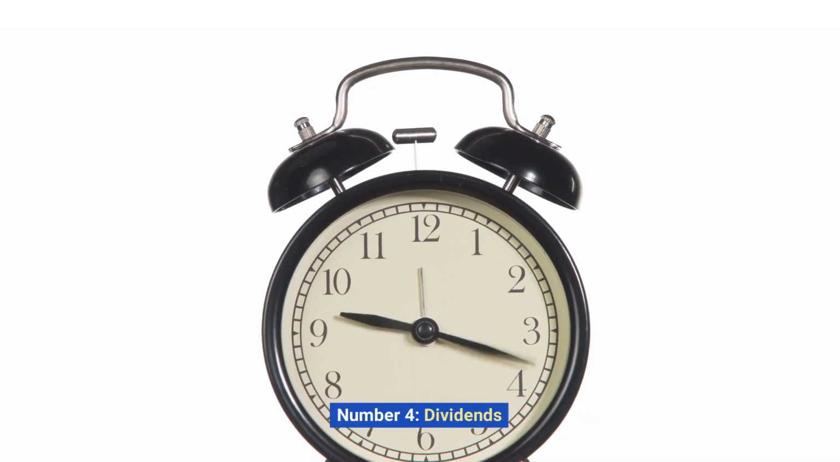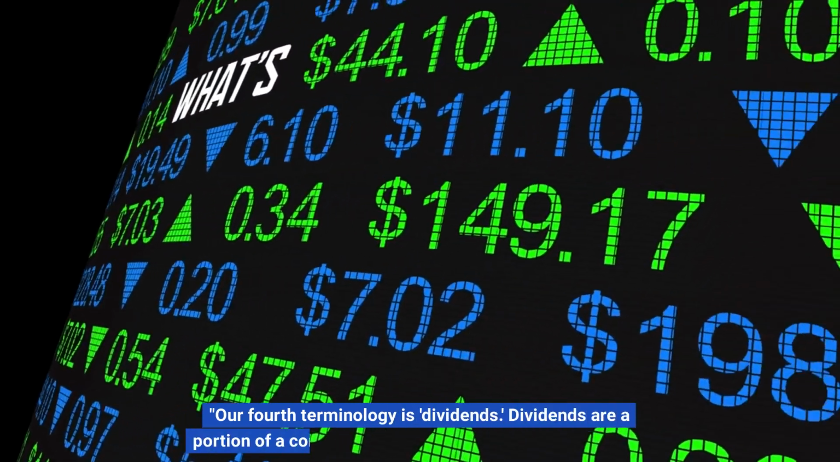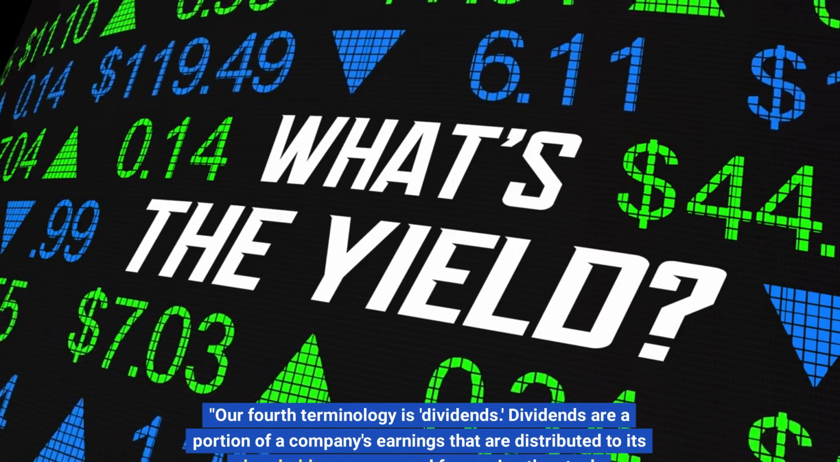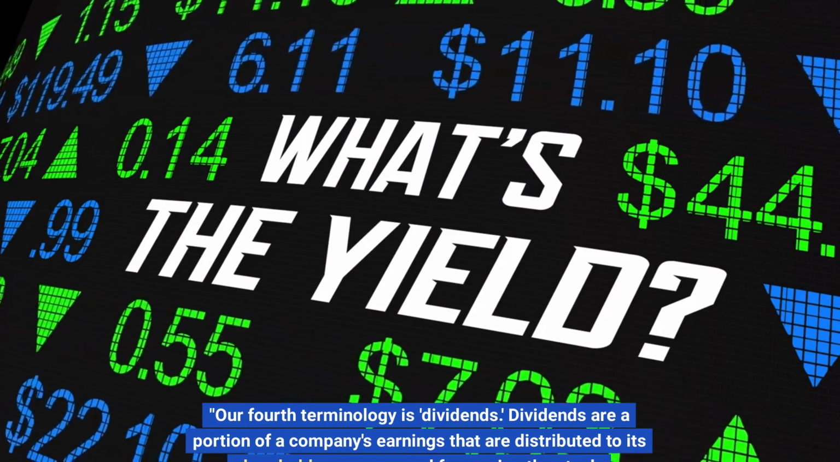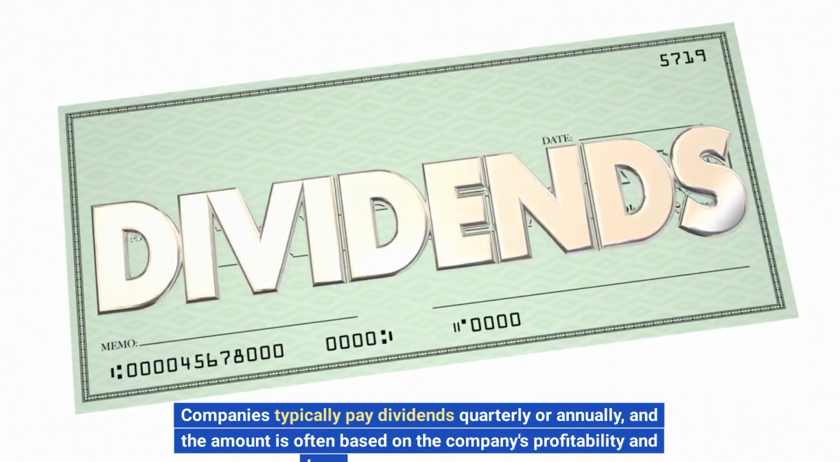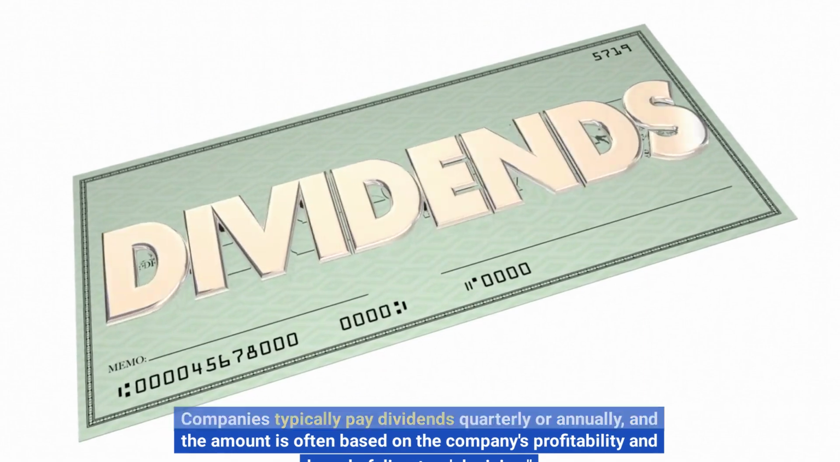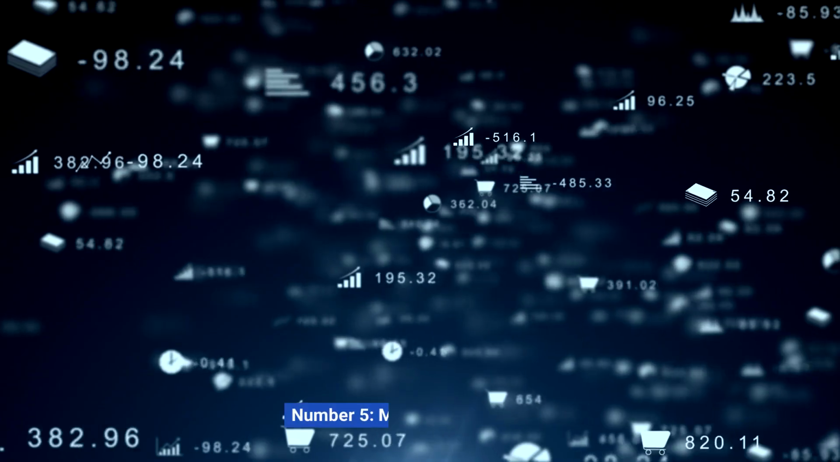Number 4. Dividends. Our fourth terminology is dividends. Dividends are a portion of a company's earnings that are distributed to its shareholders as a reward for owning the stock. Companies typically pay dividends quarterly or annually, and the amount is often based on the company's profitability and board of directors' decision.